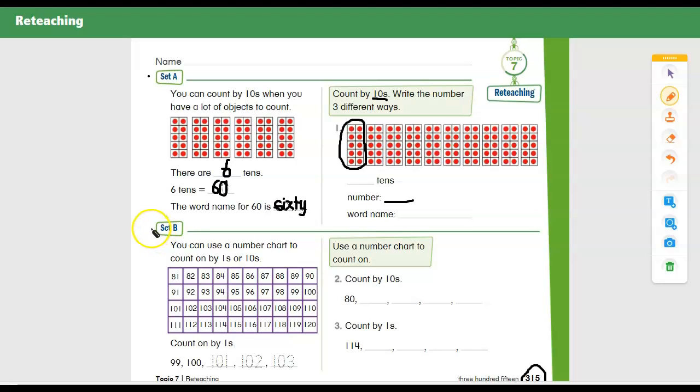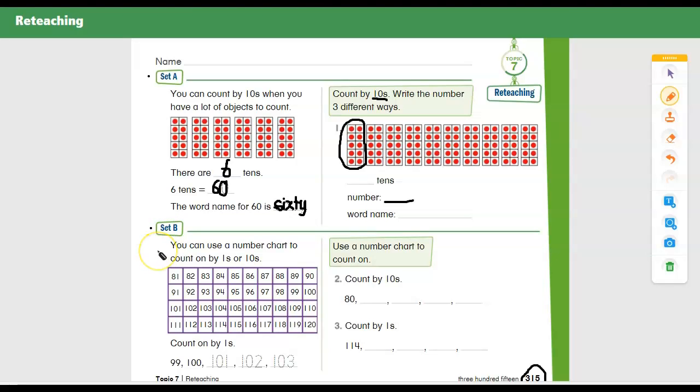Let's begin looking at set B. If you are still working on set A, please pause the video now to continue working. If you are ready to work on set B, let's get started.